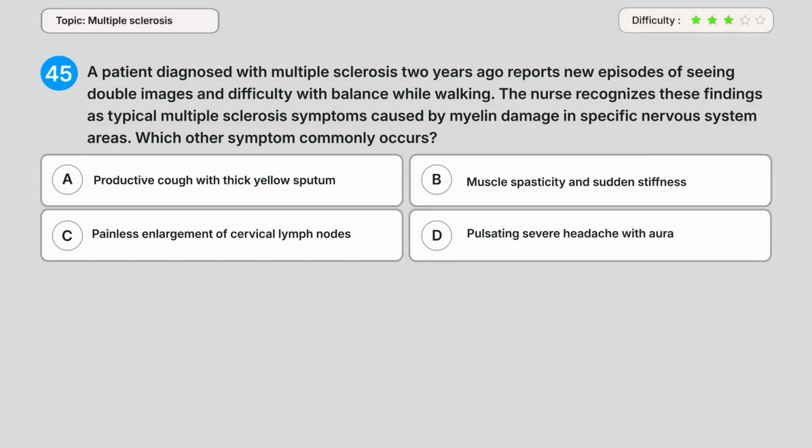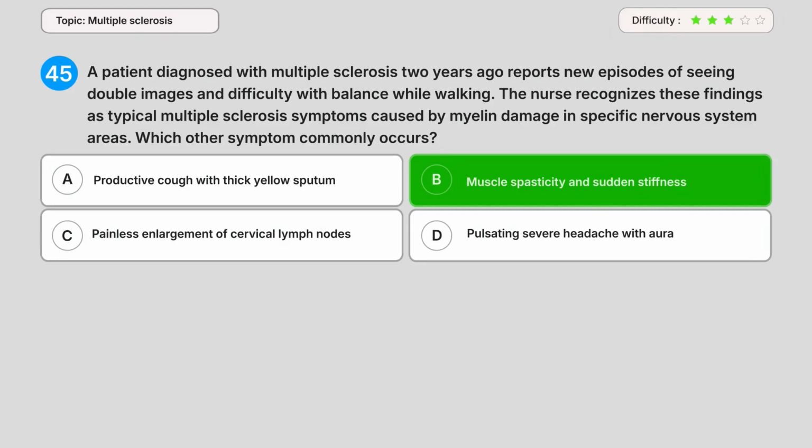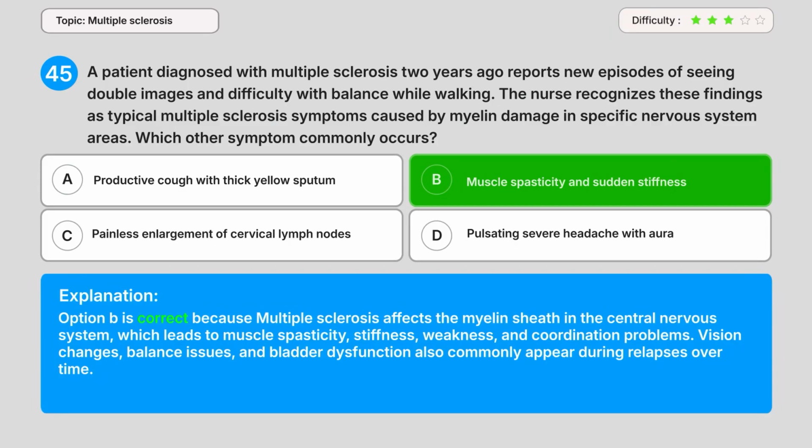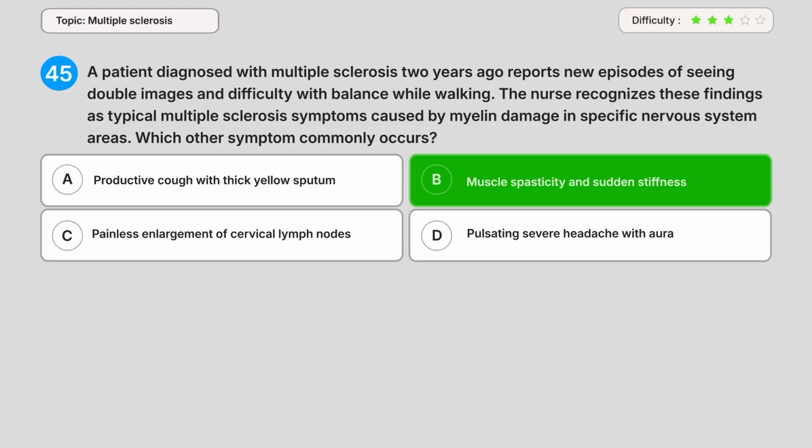Correct answer. B. Muscle spasticity and sudden stiffness. Multiple sclerosis affects the myelin sheath in the central nervous system, which leads to muscle spasticity, stiffness, weakness, and coordination problems. Vision changes, balance issues, and bladder dysfunction also commonly appear during relapses over time.